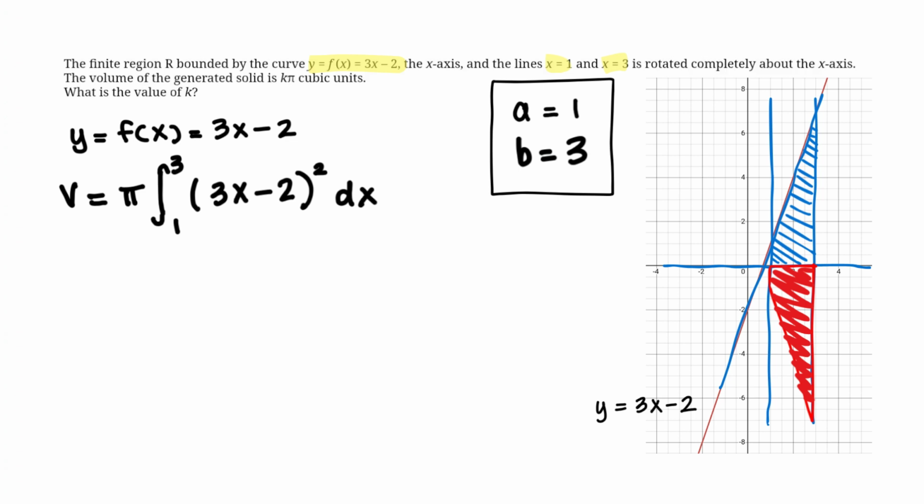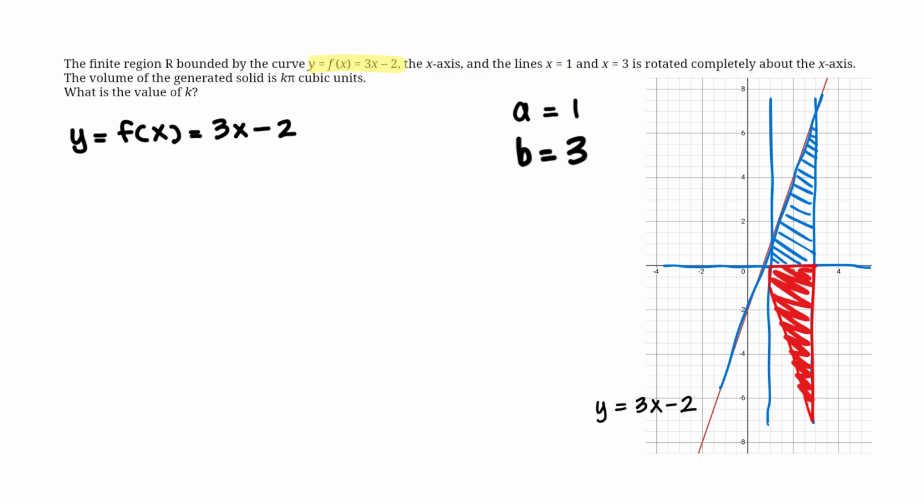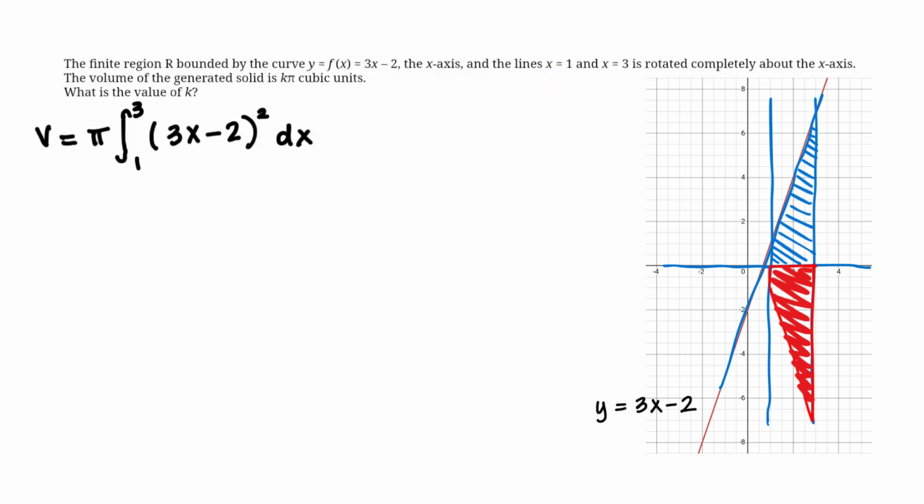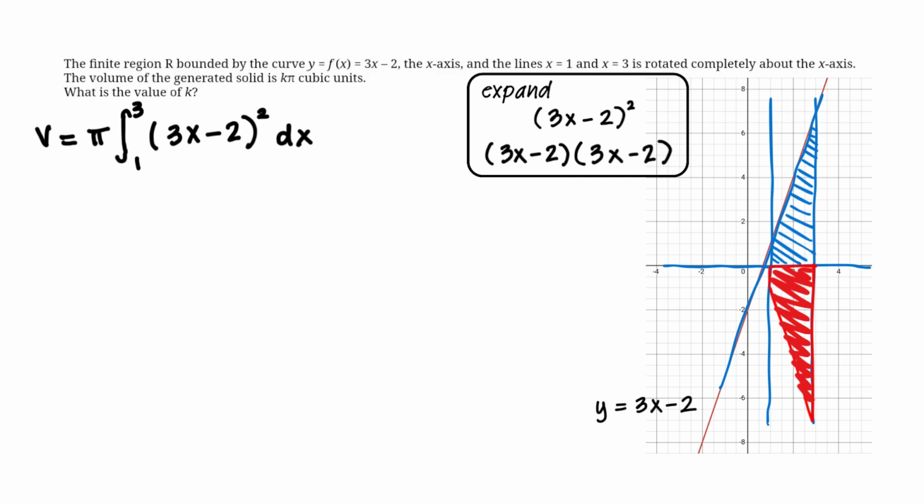Pro tip, don't forget the pi on the outside. It's the most common mistake students make on exams. Now, we just need to do the calculus. You could either use u substitution here, or expand the function. In this video, we are going to expand.